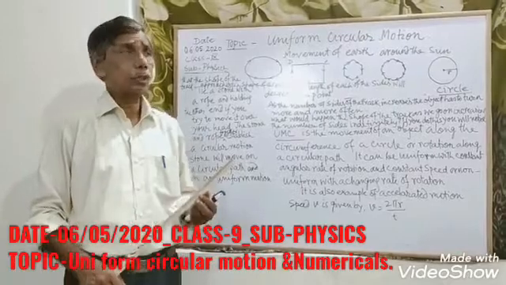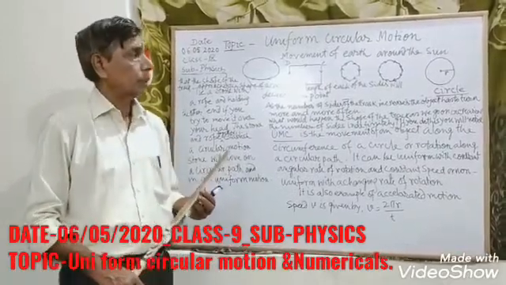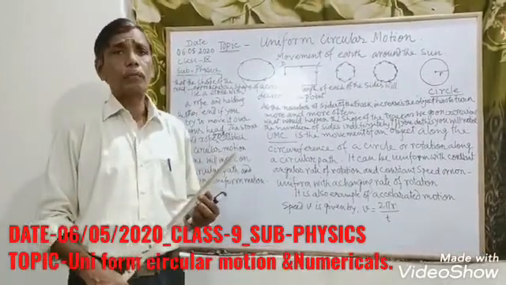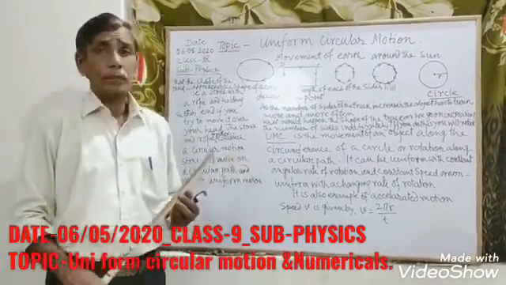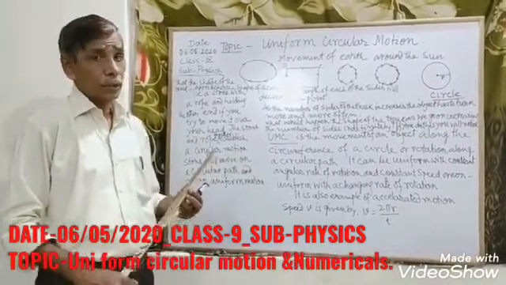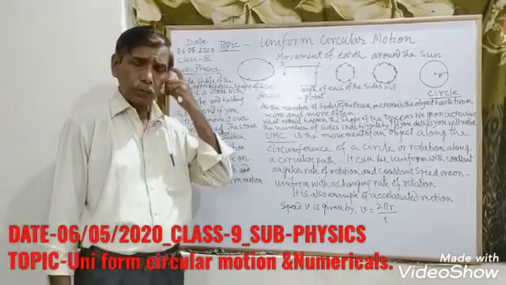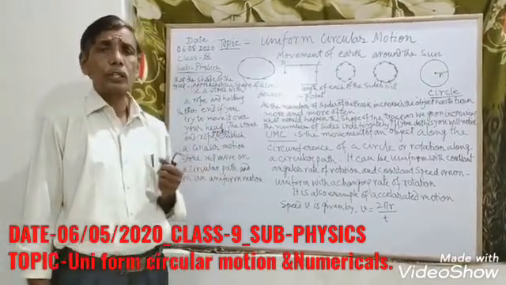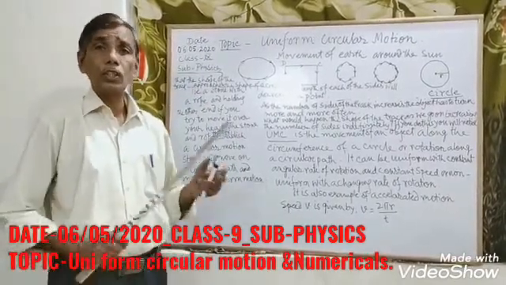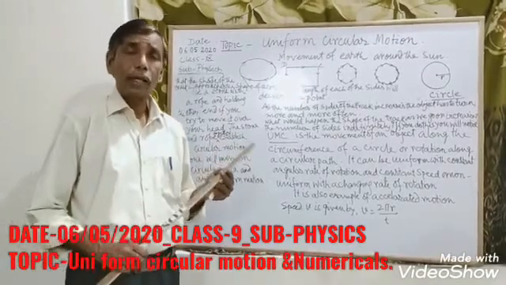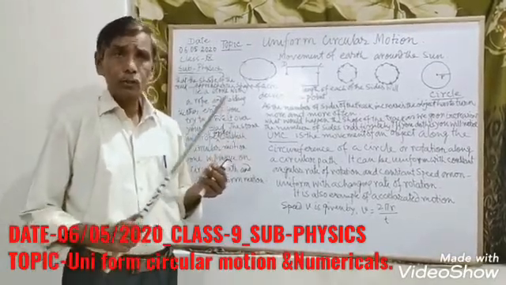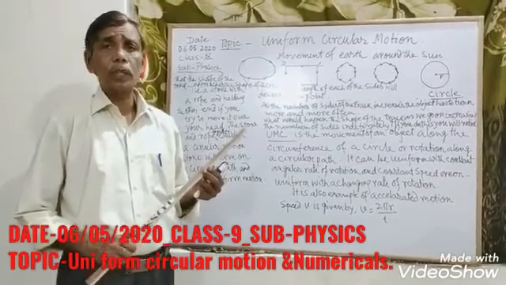Yesterday I taught you the equations of motion. The first is v equals u plus at, graphically proved. The second is s equals ut plus half at squared. And the third one, twice as equals v squared minus u squared.